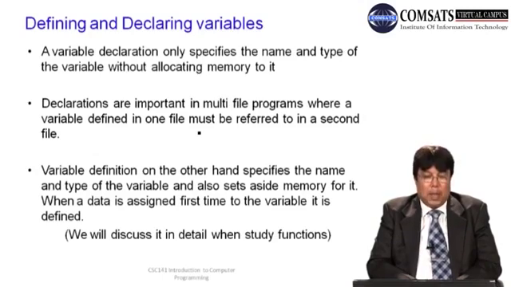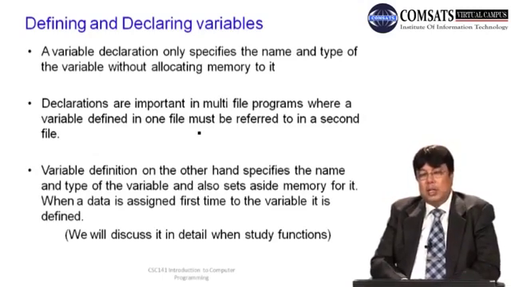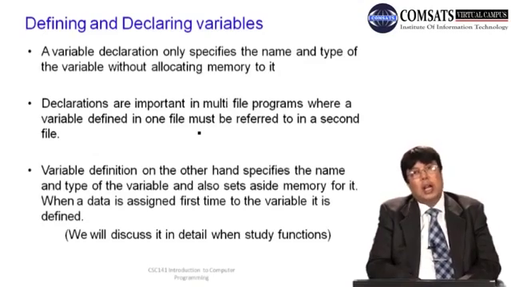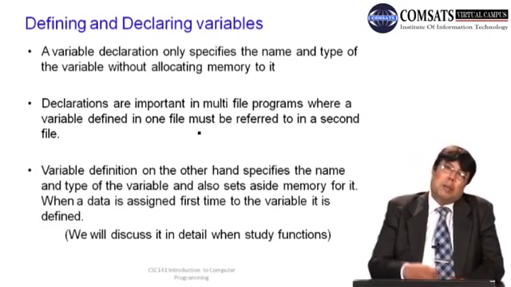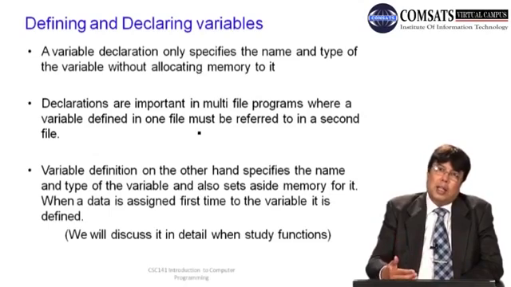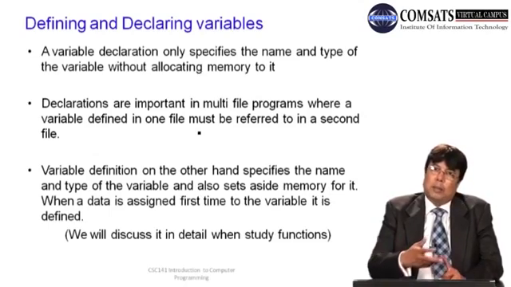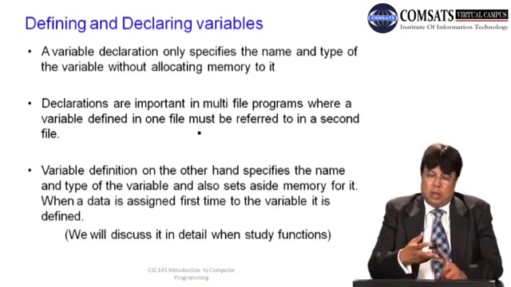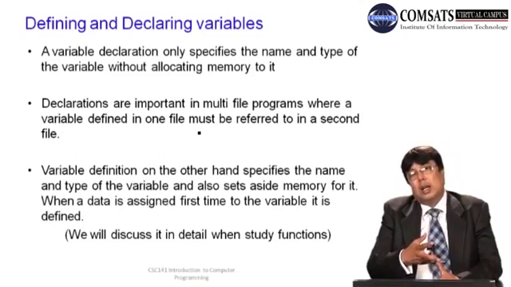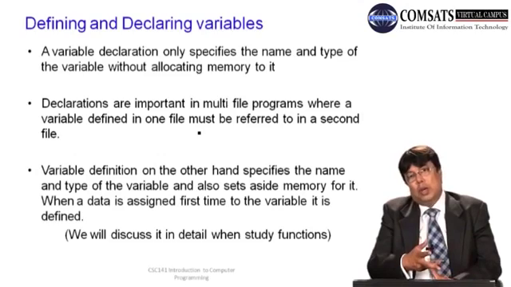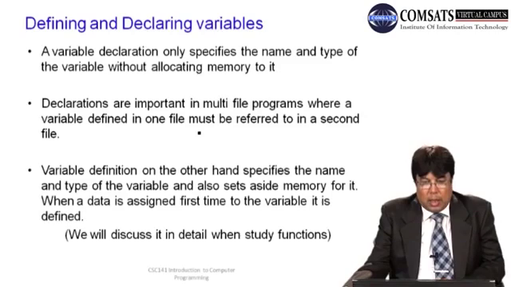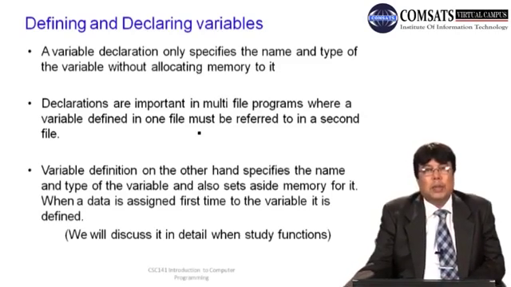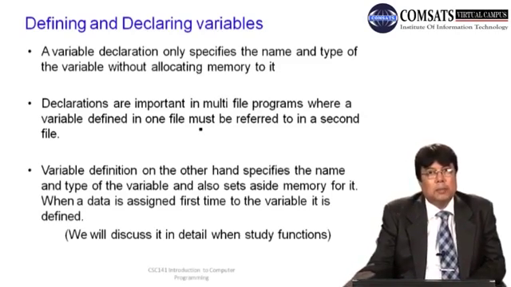Variable definition, on the other hand, specifies the name and type of the variable, and it also sets aside the memory location. That means when you define a variable, the compiler comes to know not only the type and name of the variable, but memory is also allocated to it. When we discuss functions, we will again discuss this concept in detail.